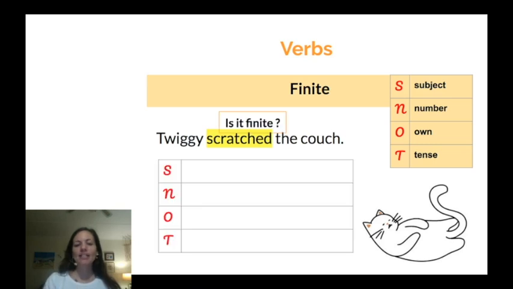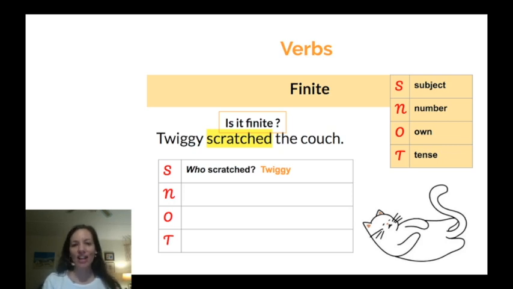We're going to firstly find out if we have a subject in the sentence. The subject of the sentence is the who or what before the verb. Okay, the who or what. Who is doing the action or what is doing the action? So, who scratched? The answer is, of course, Twiggy. And because I can answer that, in fact, I do have a subject, so I can move on.